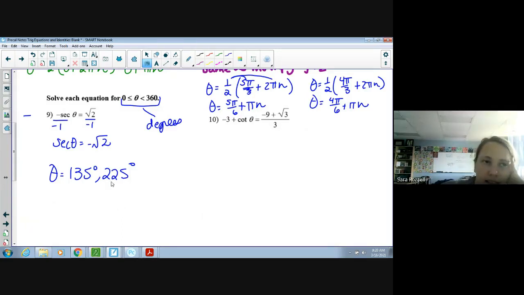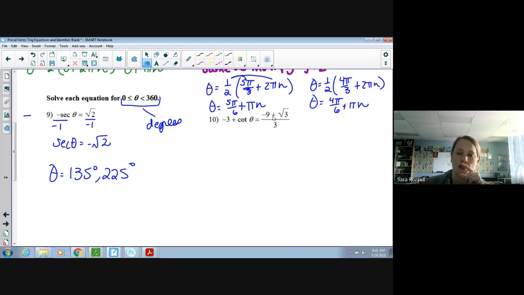Doing secant and cosecant problems is pretty easy when you have the √2's or the √3's in it, because it kind of helps you find those. All right, does 10 look like a doozy to you guys? If you saw number 10, would you be like, yeah, I want to do that problem? No? Yeah, I wouldn't either. I would say, no, we got fractions, we got a mess.